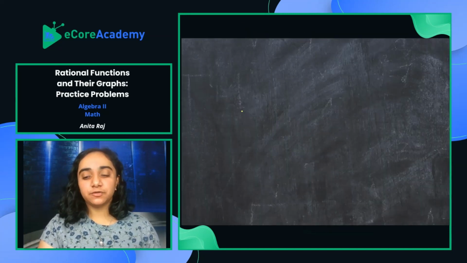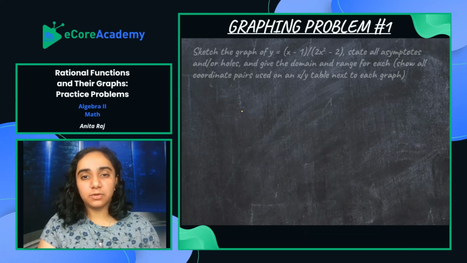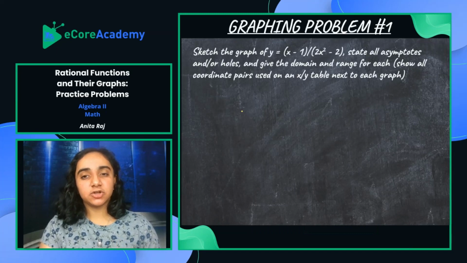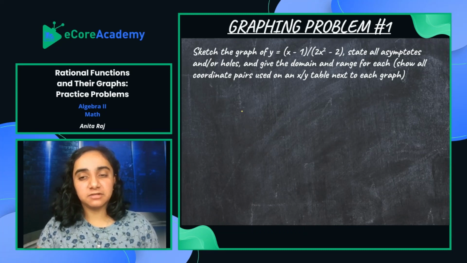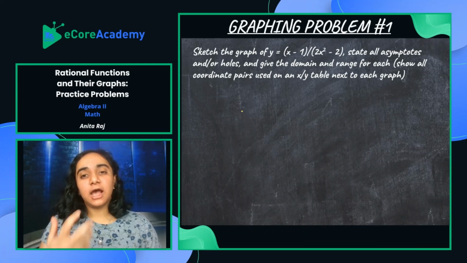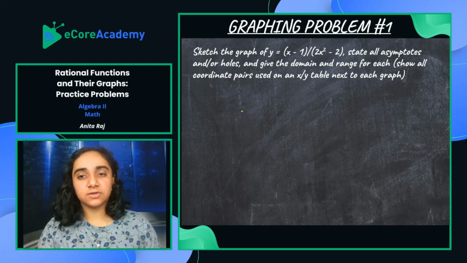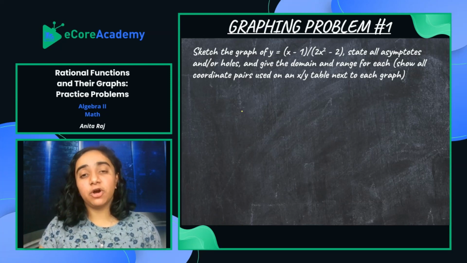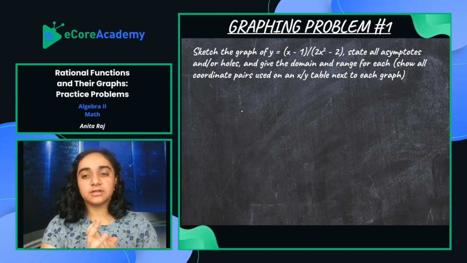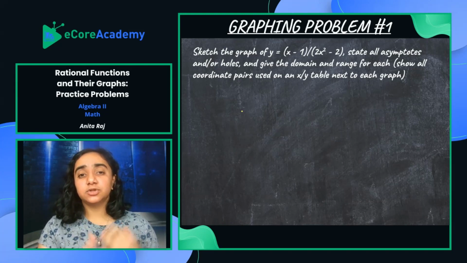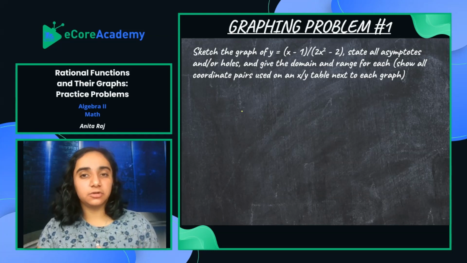So let's get right into our first graphing problem, number 1. In this case, we're going to sketch the graph of the rational function y equals x minus 1 divided by 2x squared minus 2. After that, we're going to state where all the asymptotes and holes occur. And then lastly, we are going to give the domain and range. In addition, we have to show all our coordinate pairs, and we have to use an XY table to show those coordinate pairs to show our work.